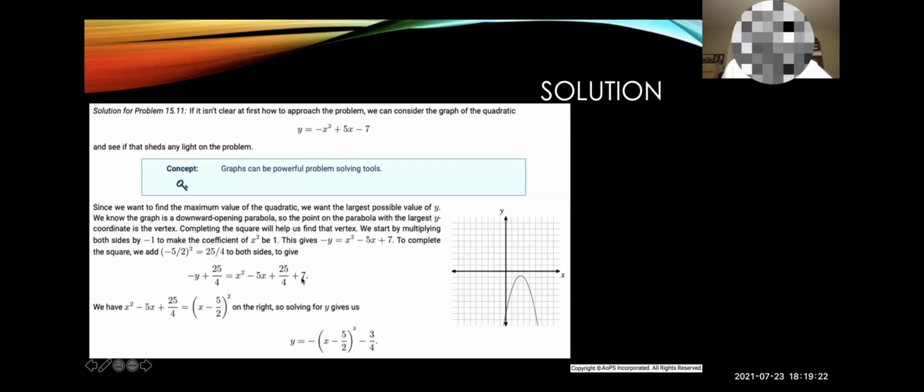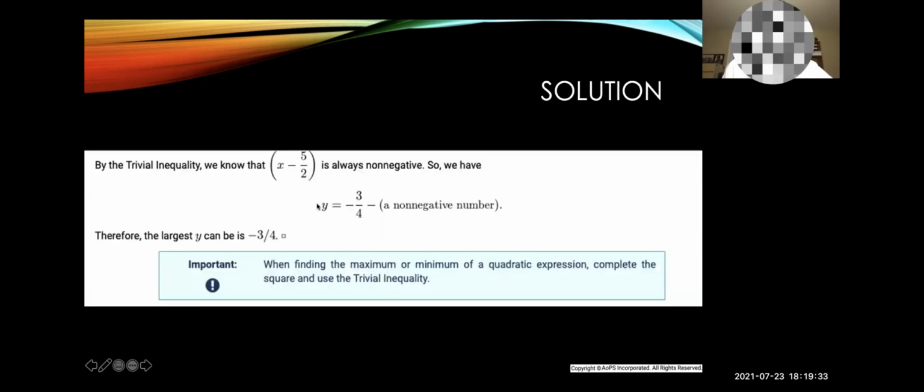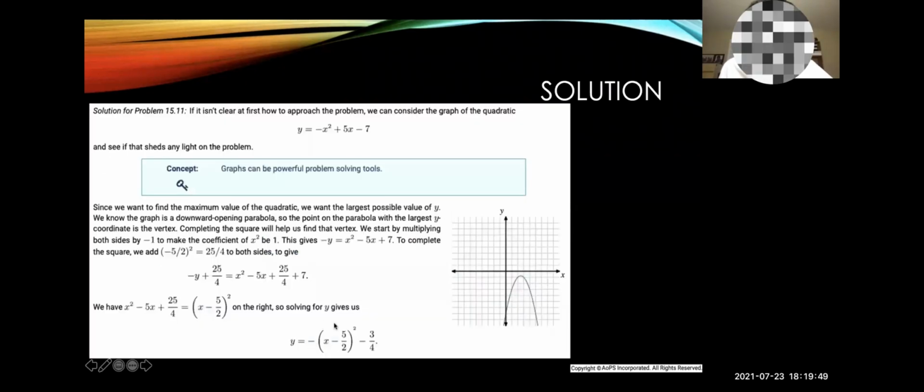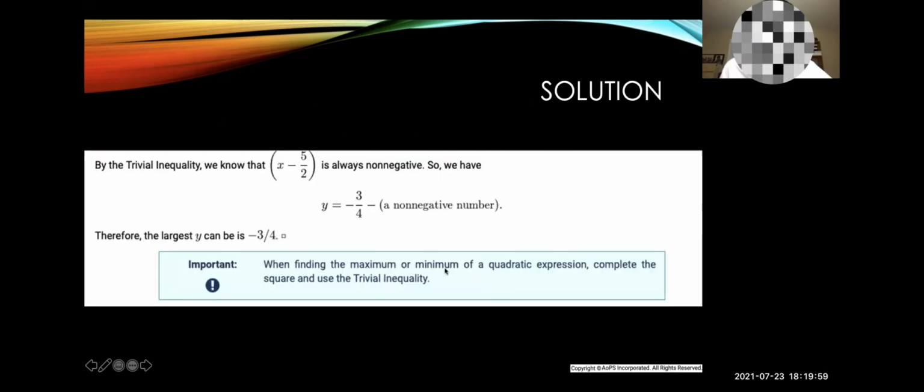When we do that, we add 25/4 to both sides. When you simplify that all down, you get y equals negative (x minus 5/2) squared minus 3/4. Based on that, by the trivial inequality, we know that the squared part is always non-negative, which means the lowest it can be is 0. Since there's a negative in front, this is always 0 or less, which means the biggest this can be is 0, so y would equal negative 3/4, and that's the highest point.